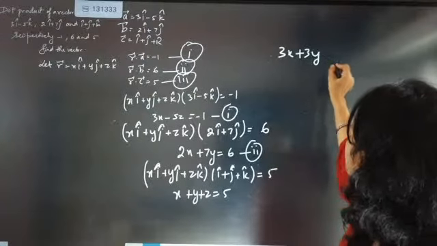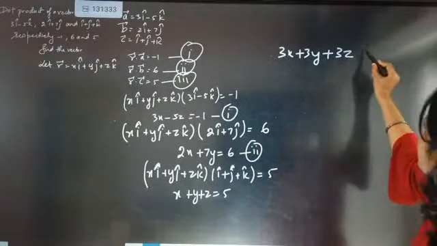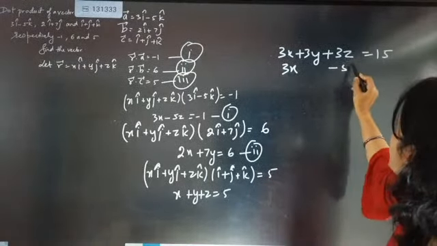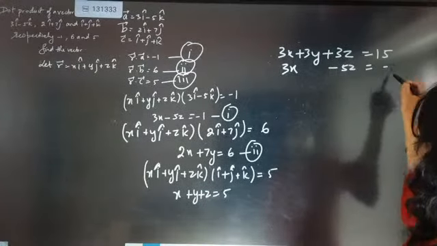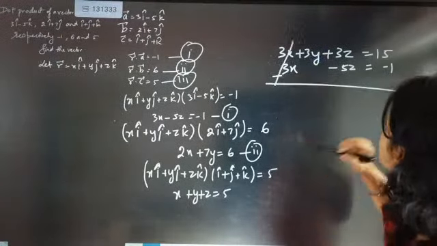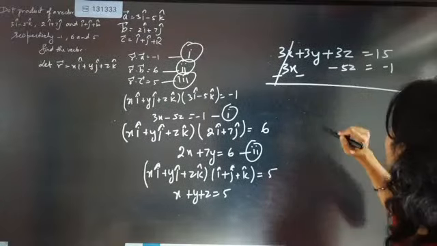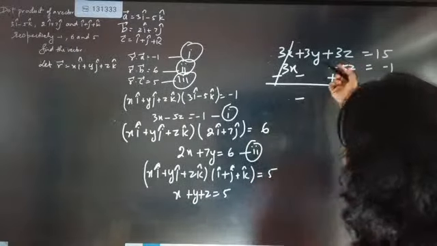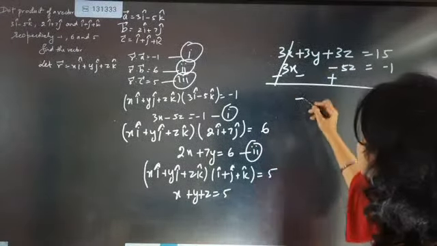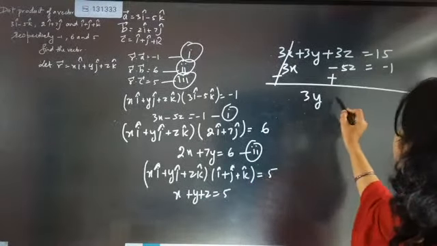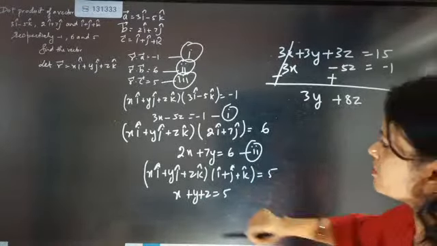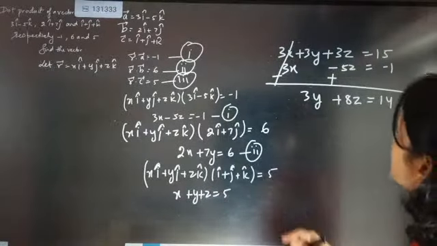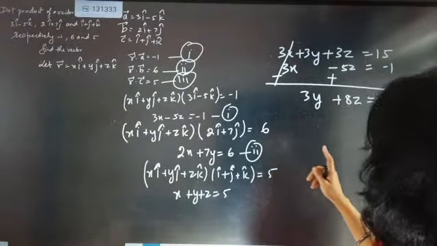3x plus 3y plus 3z equal to 3 fives are 15, and 3x minus 5z will be equal to minus 1. Minus, cancel. It is exactly going to be minus, and this will be exactly going to be plus. But here nothing is there, so nothing to subtract. So it is going to be 3y plus 8z. Now we got this one: 3y plus 8z equal to 14.